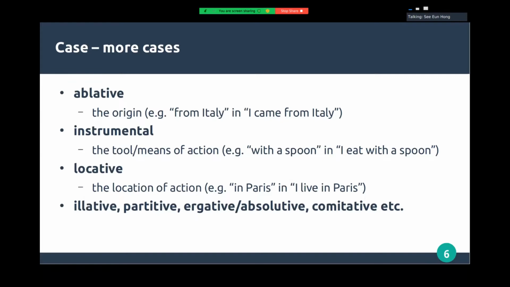Locative represents the location of action. So when I say I live in Paris, Paris is in the locative because that's the location where the action of living happens. There are many more cases like illative, partitive, etc. And you could technically say that there are countlessly many cases. And among these, the ergative-absolutive distinction, we might look at it in a future lesson because it's a very interesting concept.